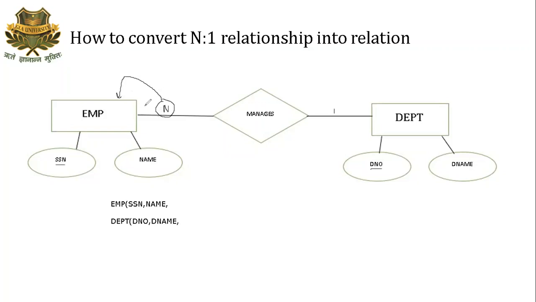Which one is the strong entity on the n side? Employee is the strong entity on the n side. So add over here the department number. So this is the point that you have to take care of, right?